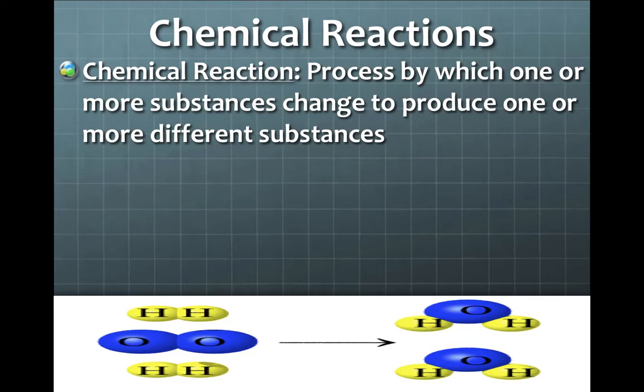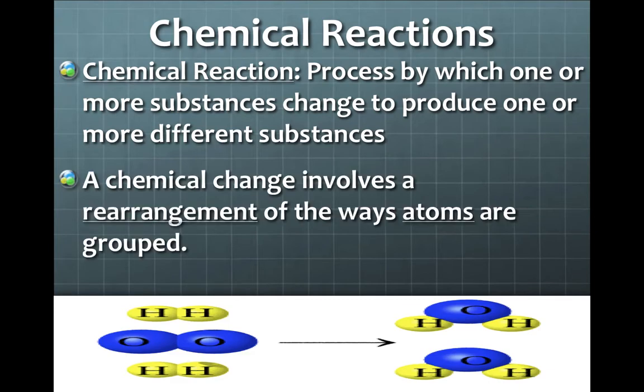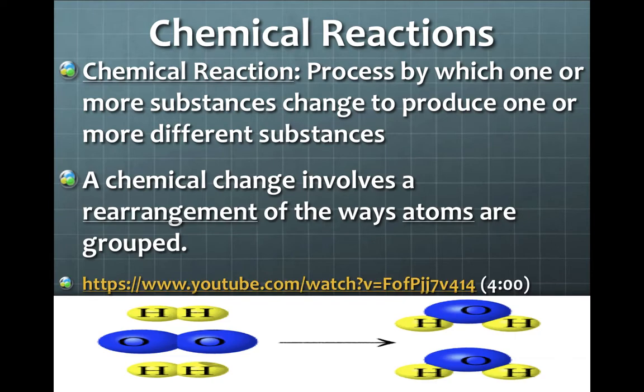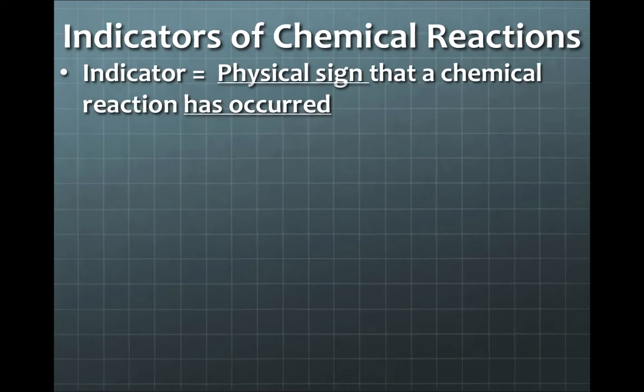So when I say they change from one thing to something else, that means we need to break and form new chemical bonds. If you look at the chemical equation on the bottom, that shows two hydrogen molecules and one oxygen molecule. On the right-hand side of the arrow, you see two water molecules. In order to turn the hydrogen and oxygen into water, we had to break the hydrogen molecules apart and the oxygen molecule apart and form new chemical bonds. That's what a chemical reaction is. There's a video there if you want to watch a little video on chemical reactions.